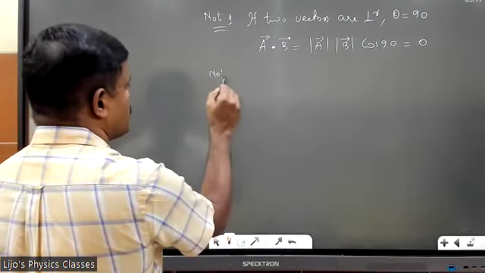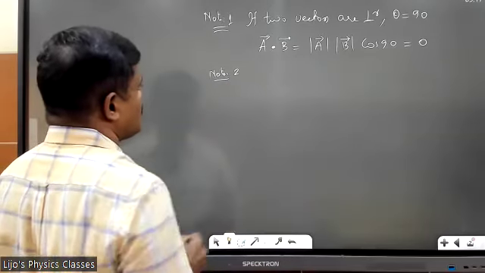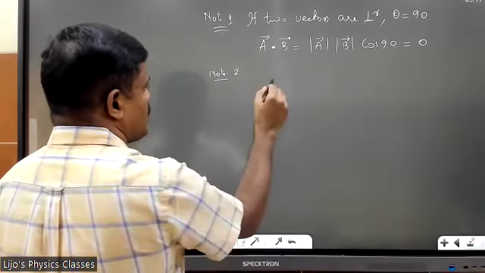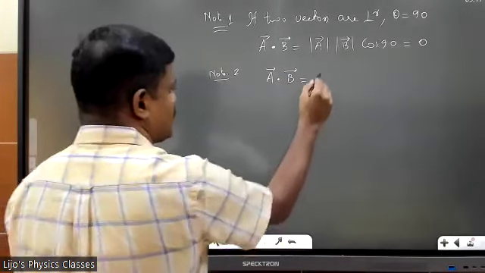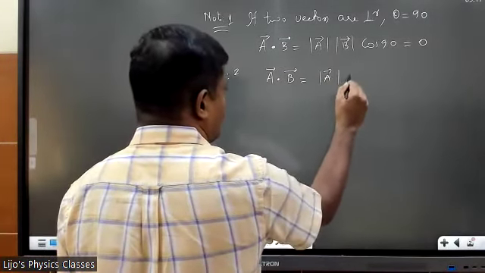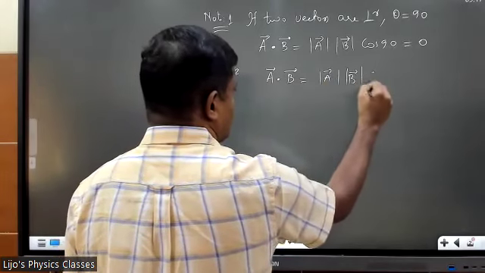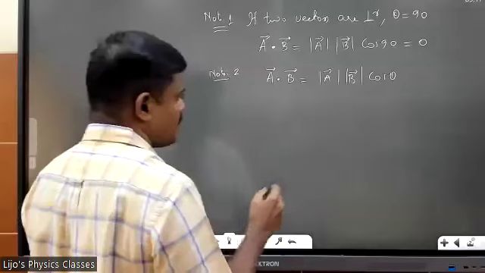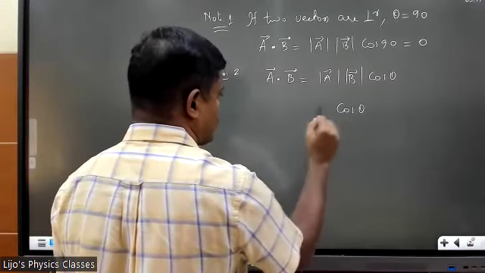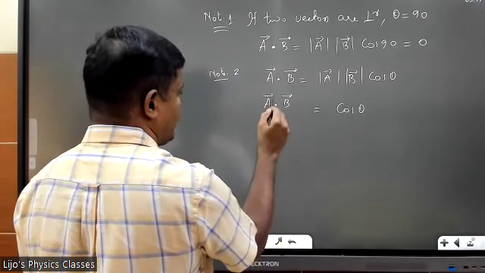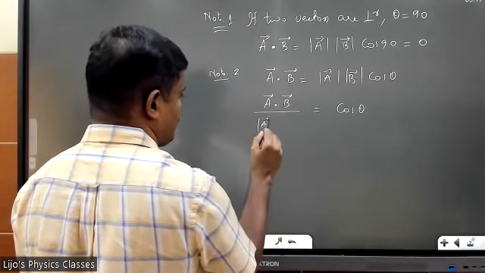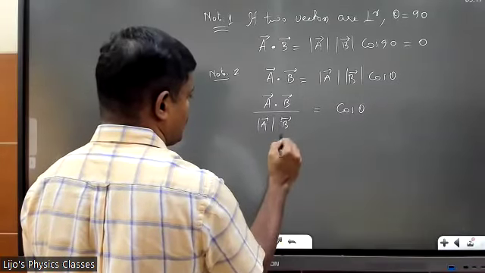Note number 2. A dot B. Write it one more time: mod A, mod B, cos theta. And get that cos theta on one side. What are you going to get? A dot B over mod A, mod B.